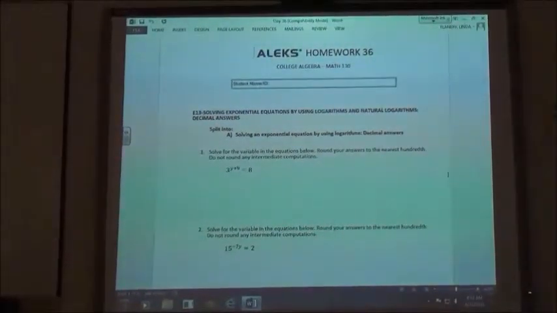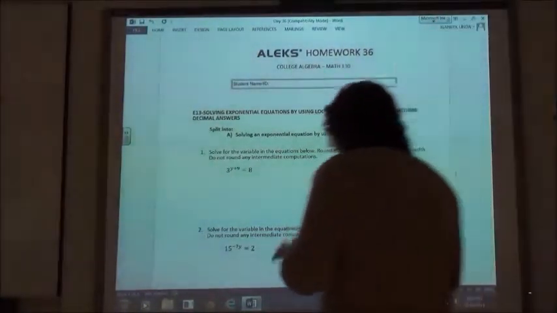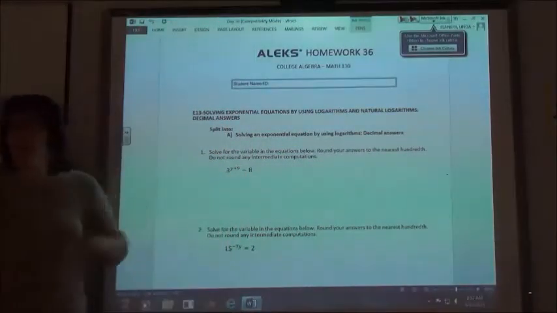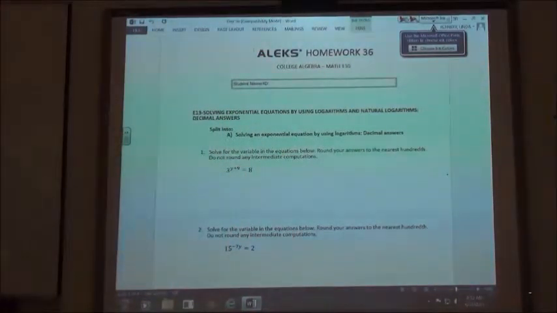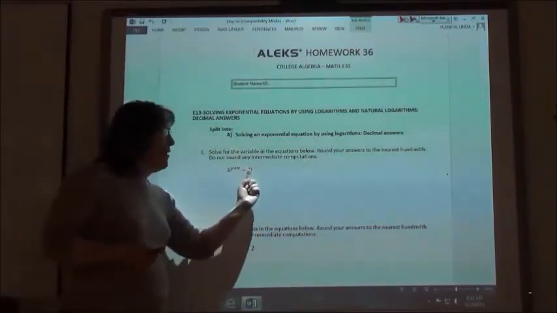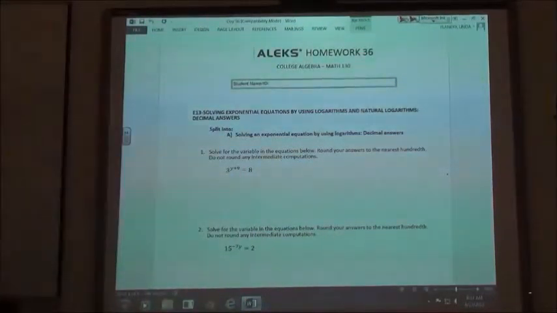All right, homework 36 is going to solve equations where you have bases that in no way, shape, or form have anything in common. Remember the other day we had like 2 and 16, and we could write 16 as 2 to the 4th? But if I have a 3 and an 8, I can't do anything to put them in common. So what I'm going to do is write the word log in front of both of my equations so that I'm going to be able to move the exponent out in front.